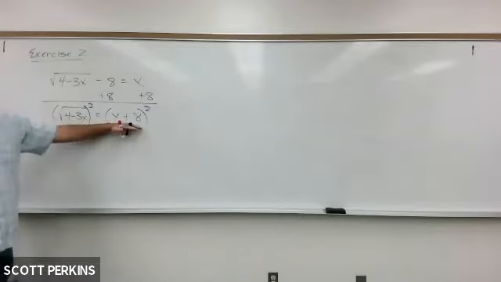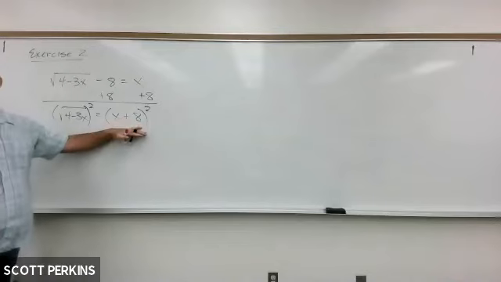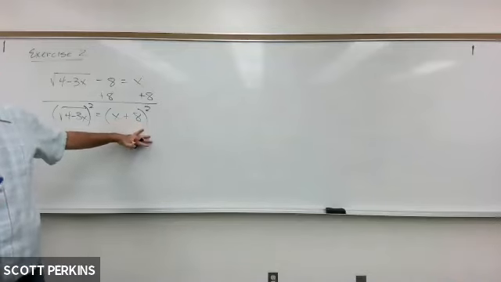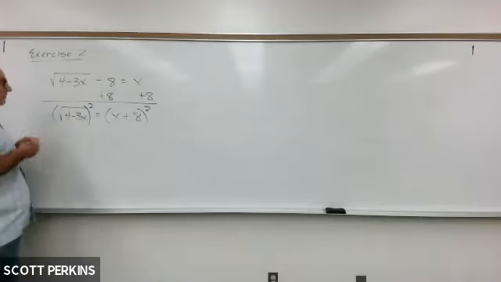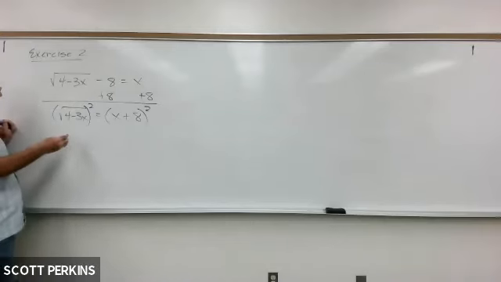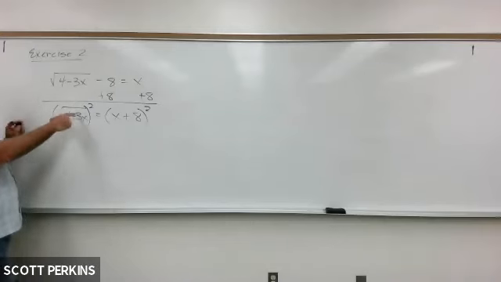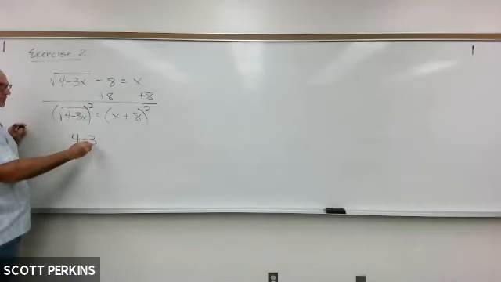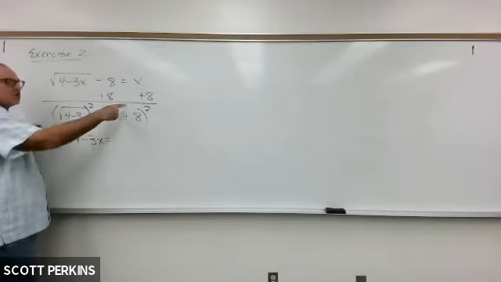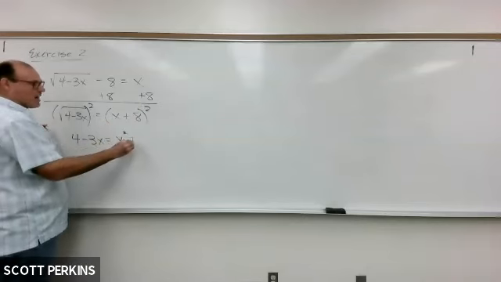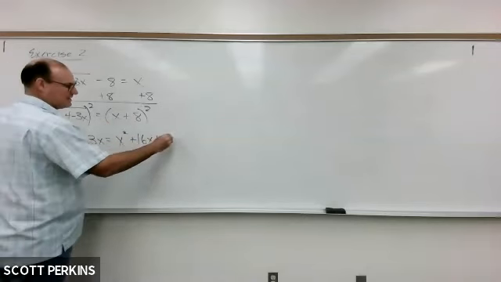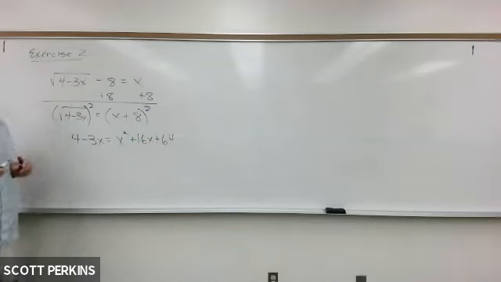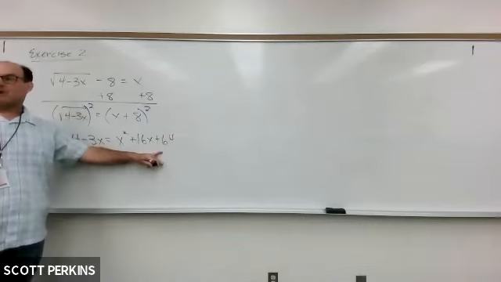Don't forget to FOIL. I'm not going to write the FOILing down unless somebody gets something different and we need to write it down. So let me know. I'm assuming you can FOIL, but if that's a struggle, I'm happy to go through it. So the square root of 4 minus 3x squared is 4 minus 3x. On the right, when I square this x plus 8, you should get x squared plus 16x plus 64. That's what that looks like. Anybody get something different? Do we need to talk about this?